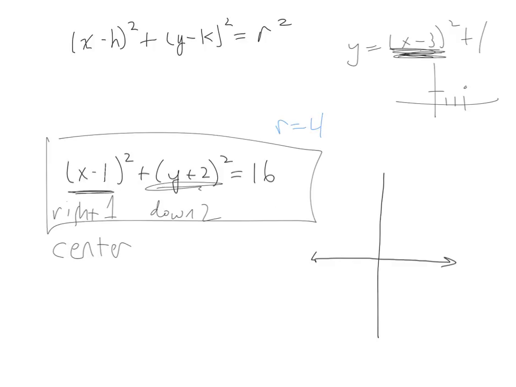So if I'm going to graph a circle like this, what I basically want to find is the center. And I can look at this and know that this is shift right 1 and down 2. So the center would be at (1, negative 2). I would start there if they asked me to plot the center.